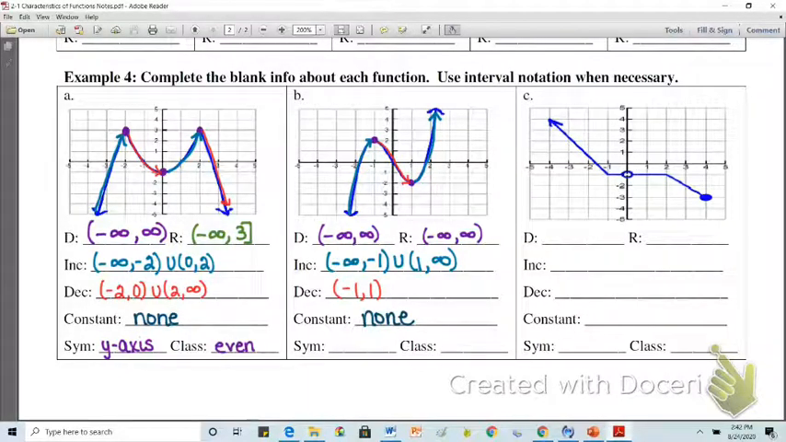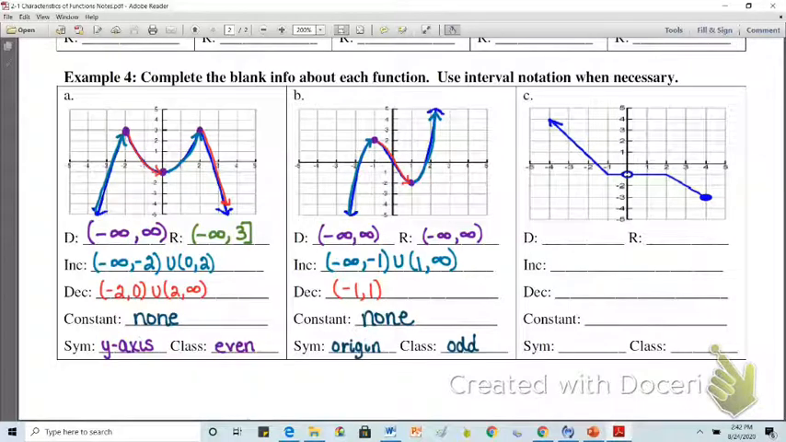Symmetry. I can't fold it in half on the x nor the y-axis and get them to match up exactly, but I can take it and turn the top half 180 degrees. Therefore, it's symmetric about the origin, which means this is an odd function.